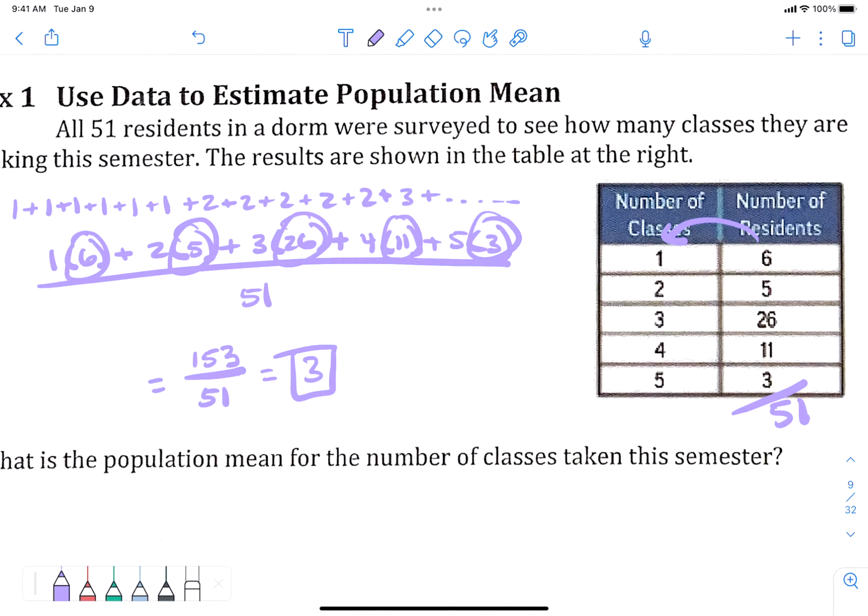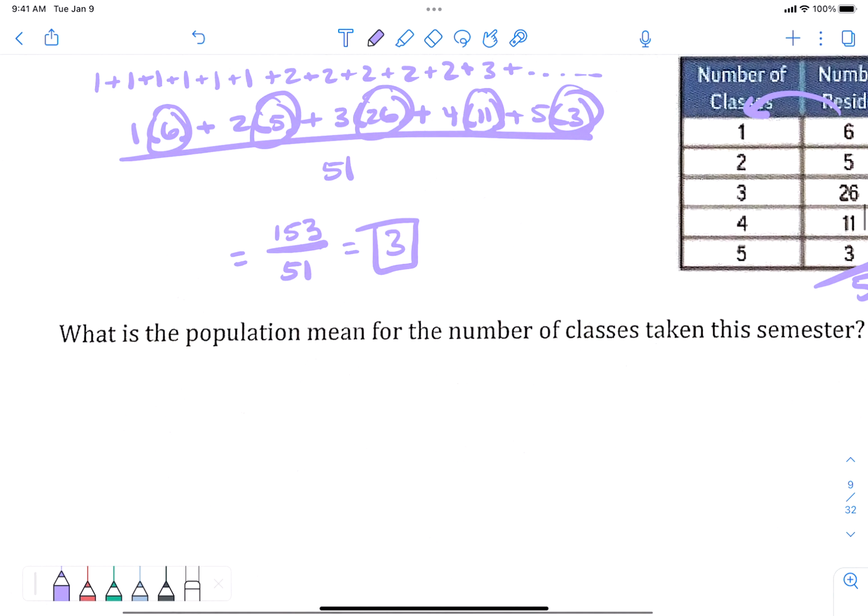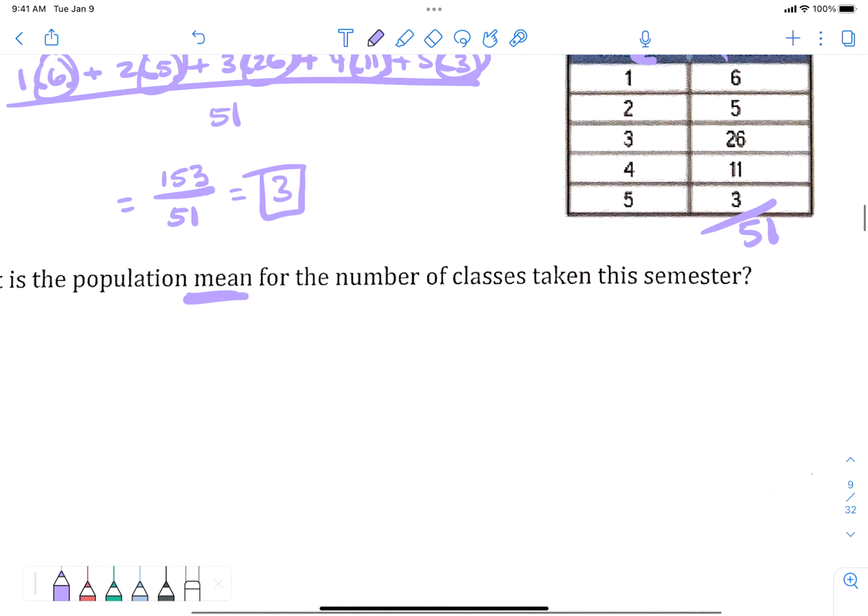But it won't always be the case. Normally when you do a weighted average, you're going to end up with a decimal, and be prepared for that. Okay. So this question down here, what does the population mean for the number of classes taken this semester? What's the average number of classes taken this semester? 3 credit hours. Okay, that is what mu is. Mu is 3.